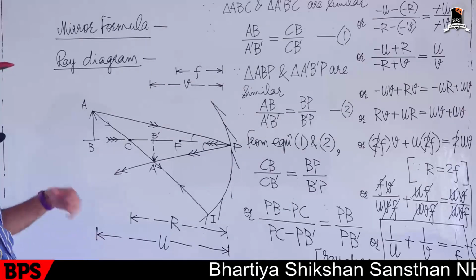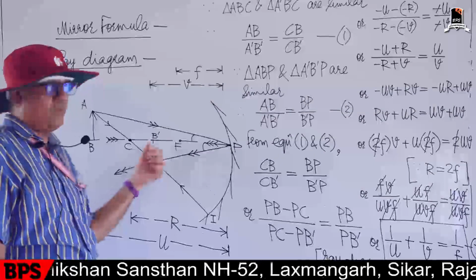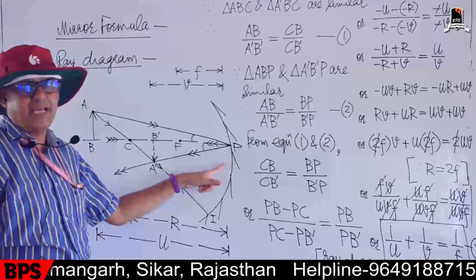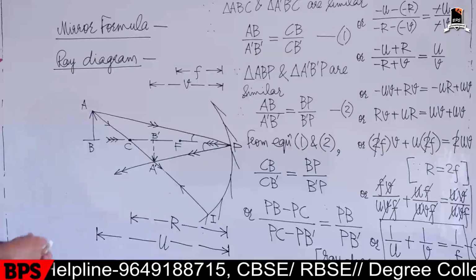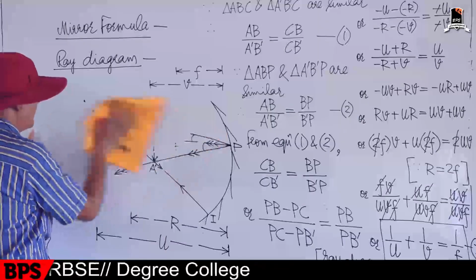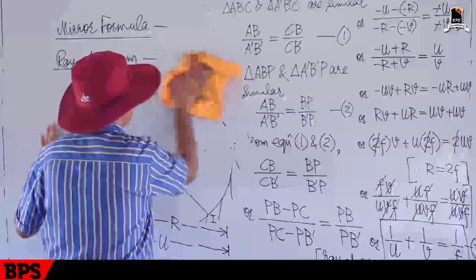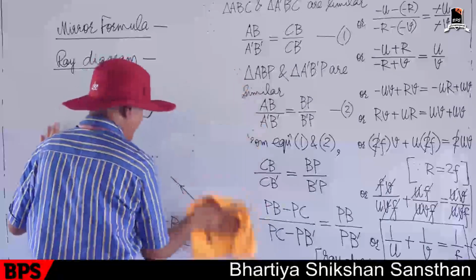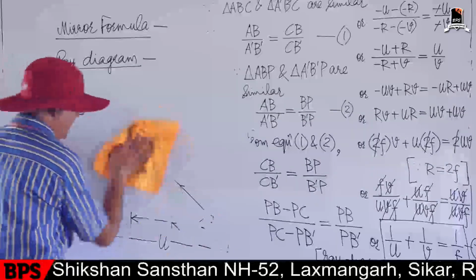Now again we will derive the same relation, but the image will be virtual and the mirror will be again concave mirror. So the same relation, again we are going to derive this mirror formula. We will need again a ray diagram. So first of all we will draw the ray diagram. In this ray diagram the image will be virtual one, imaginary.